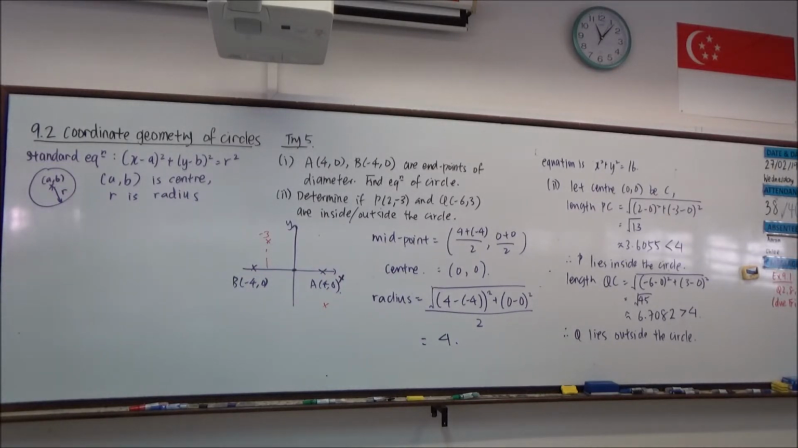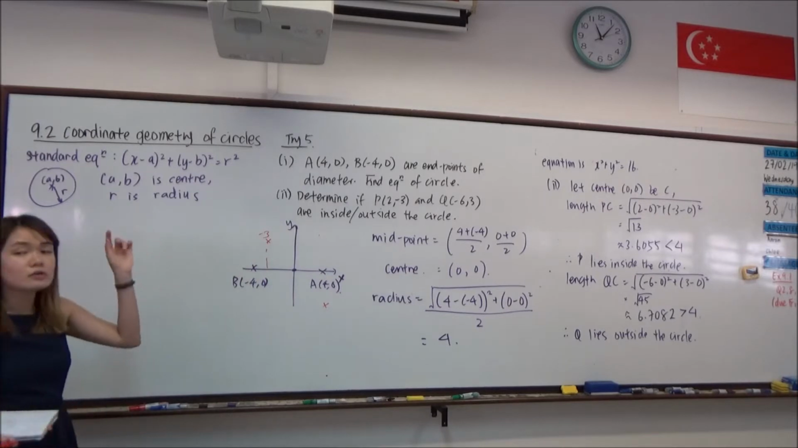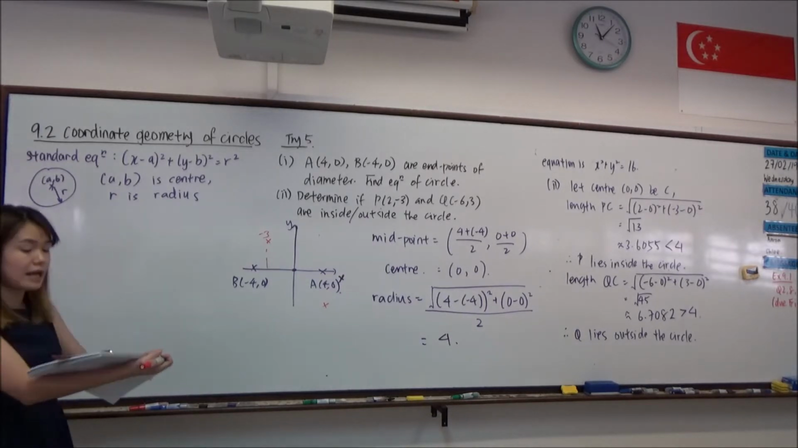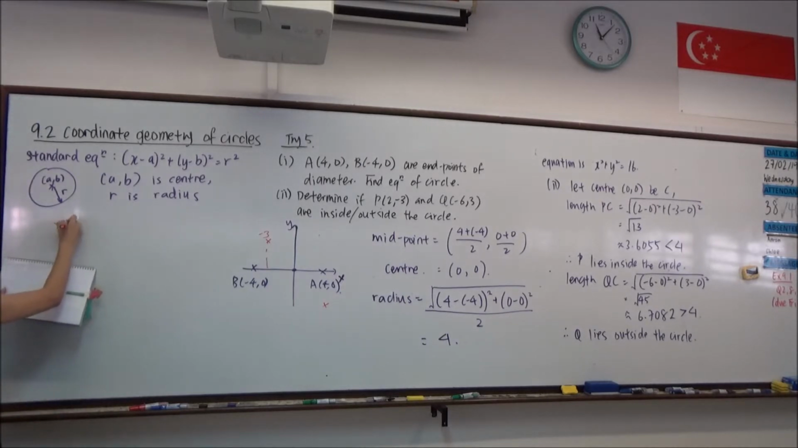Alright, any questions? Okay, next thing that we have to address: we have now looked at how to use the center and also the radius to find out the equation of the circle. Now what if I'm given the equation of the circle itself, and the equation that I've given you is maybe in expanded form.